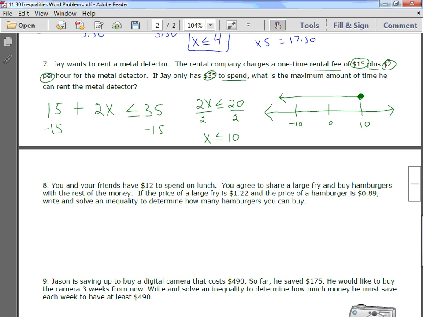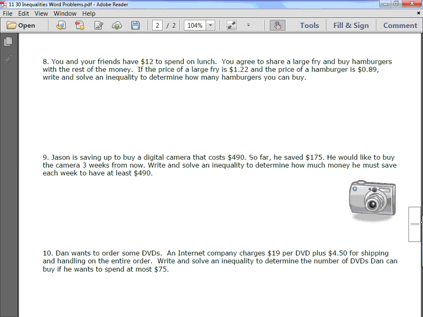You and your friends have $12 to spend at lunch. They told you you only have $12, so at most I can spend is $12. You agreed to share a large fry and buy burgers with the rest of the money. If the price of a large fry is $1.22, that's my constant, and the price of a burger is 89 cents, so each burger is 89 cents.